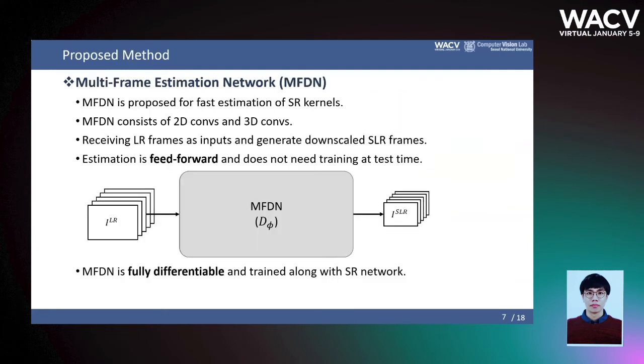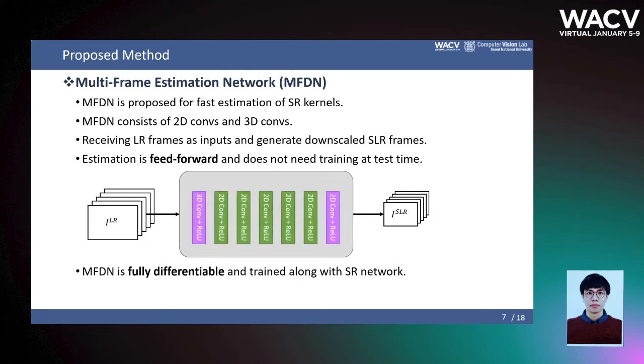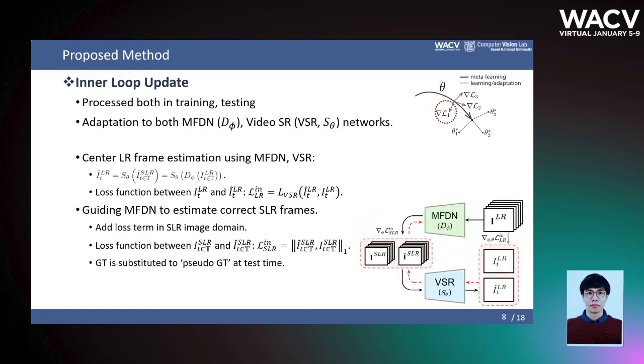In this work, we propose a simple and efficient multi-frame downscaling network to accelerate the kernel estimation process. It is composed of 2D and 3D convolution to effectively handle multiple frames. While using MFDN alone may not be able to predict accurate SLR frames, joint adaptation with the SR model using DynaVSR can solve this issue.